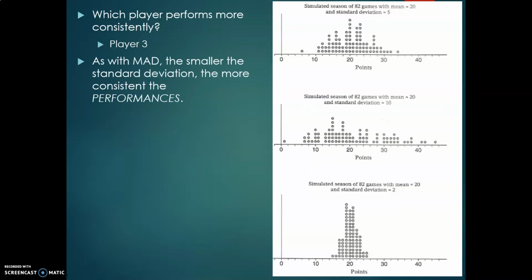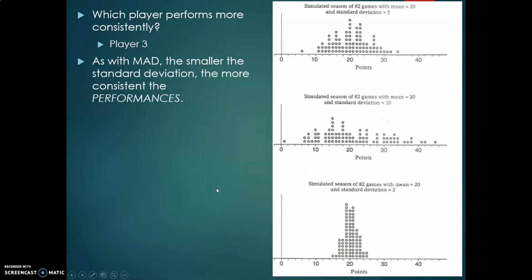As with the mean absolute deviation, the smaller the deviation is, the more consistent the performance is. And that looks very true in the diagrams here. In our dot plots, they're very closely grouped here, closer here but a little more spread out, and significantly more spread out in the middle one. So that's all we have here. It's just a really brief introduction to this idea. The smaller the standard deviation, the tighter knit, the more consistent the data is.